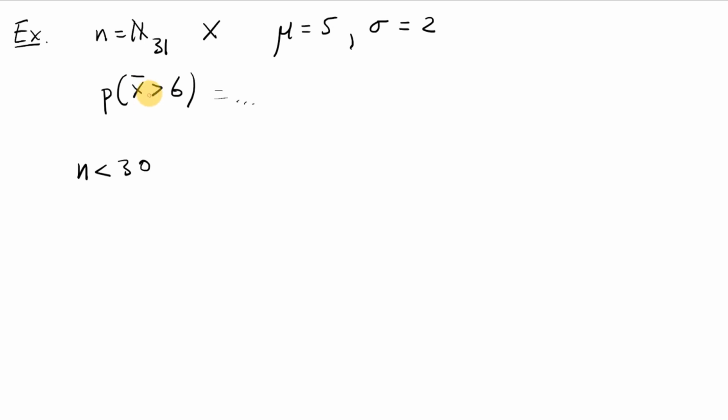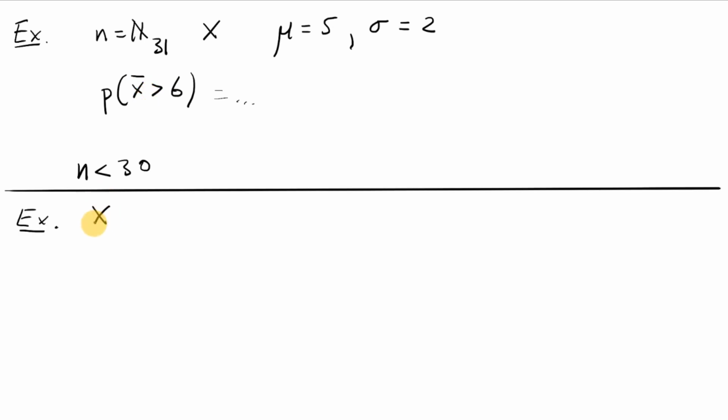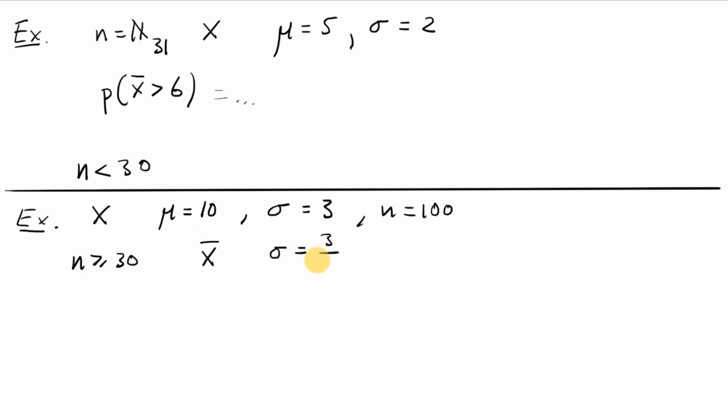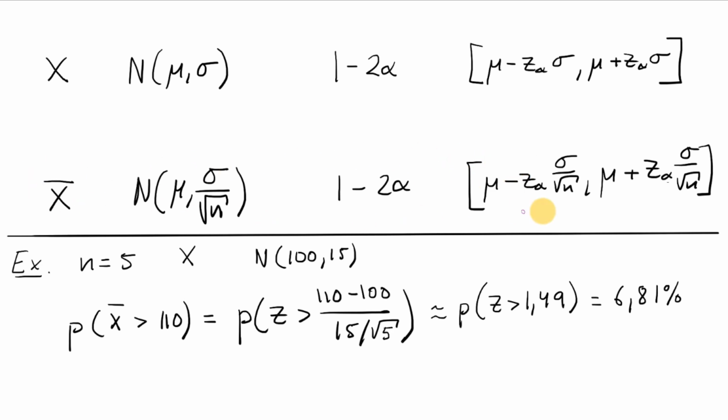Assume that x is a random variable with expectation value 10 and standard deviation 3, and that we do 100 observations of x. In this case, n is larger than or equal to 30. So we know that the mean will be normally distributed with the same expectation value, but with the standard deviation 3 divided by the square root of 100. That is 3 divided by 10. Then we can use this result here.